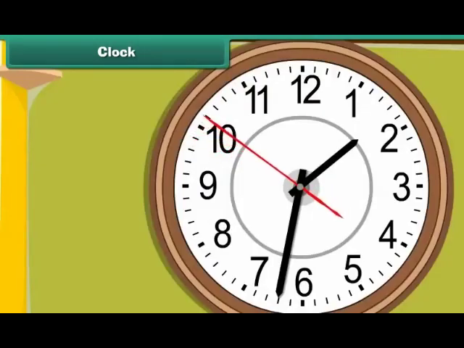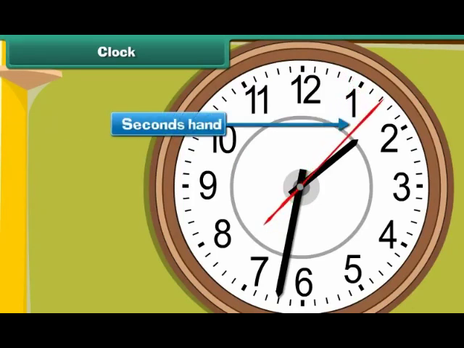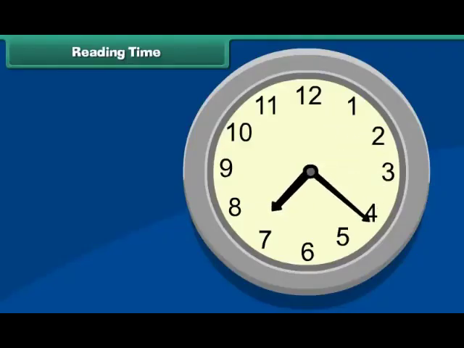Some clocks have a third hand. It is the thinnest and the longest hand in the clock. It is called the seconds hand. It indicates time in seconds.